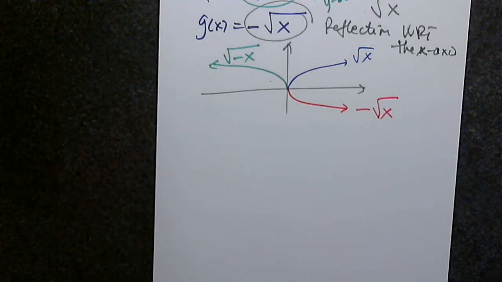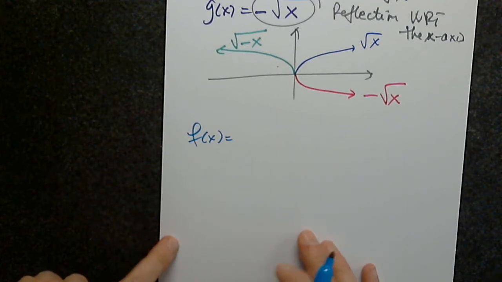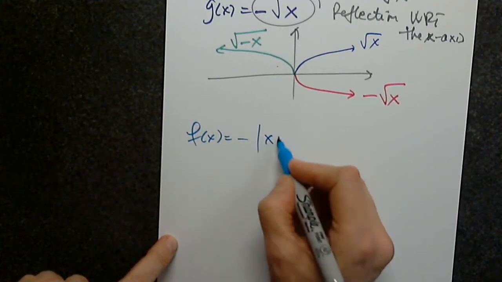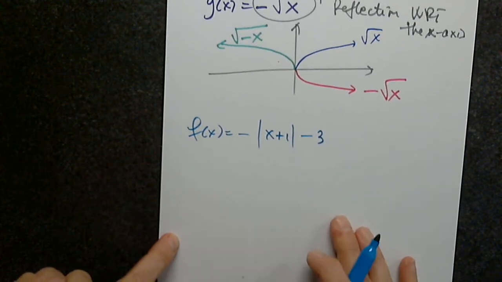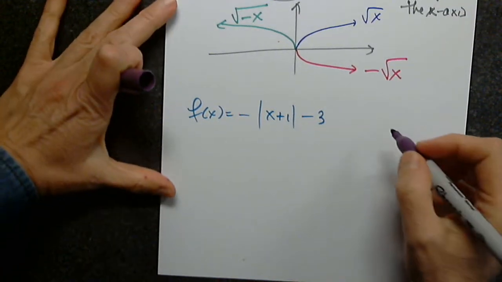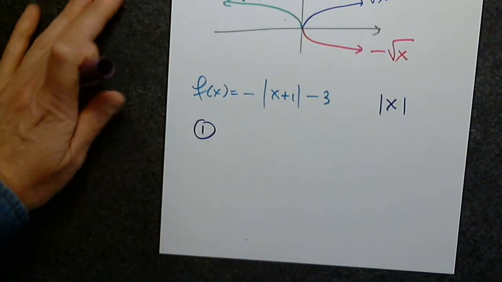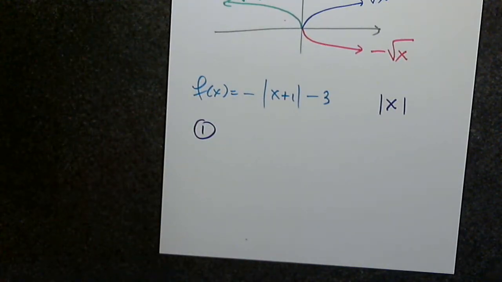Okay, a combo now of all of the above. Let's say f of x equals negative the absolute value of x plus 1 minus 3. All transformations have to be presented in the order of operations. So please identify the function that was used, the absolute value of x, the first transformation on the absolute value of x, and where it's going.